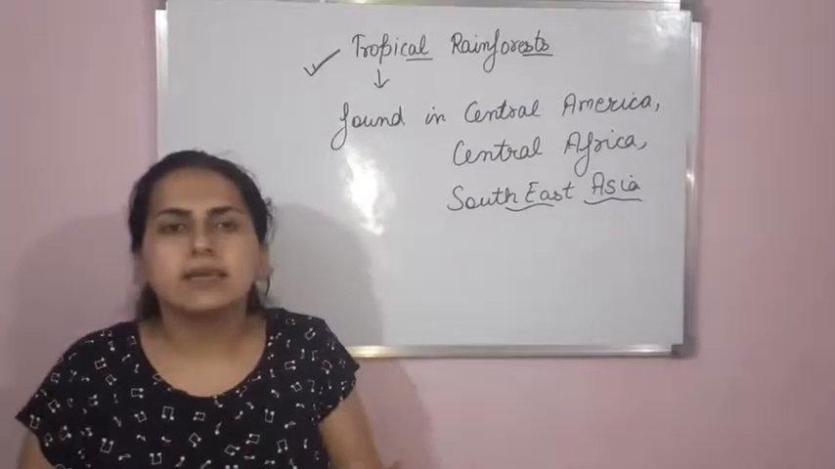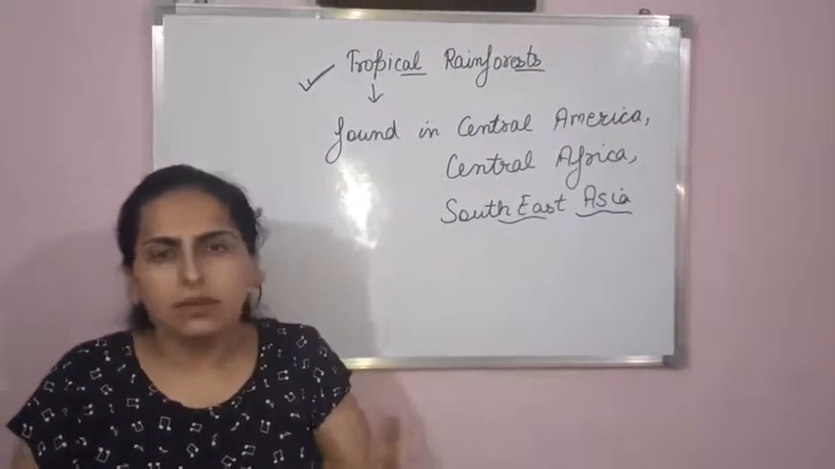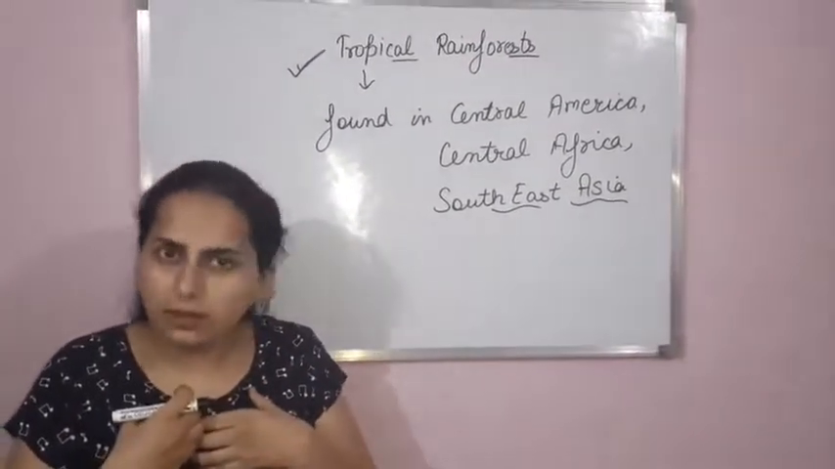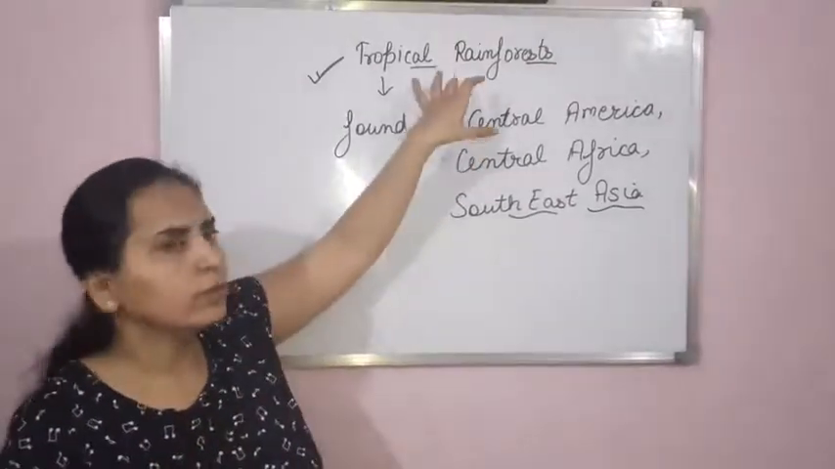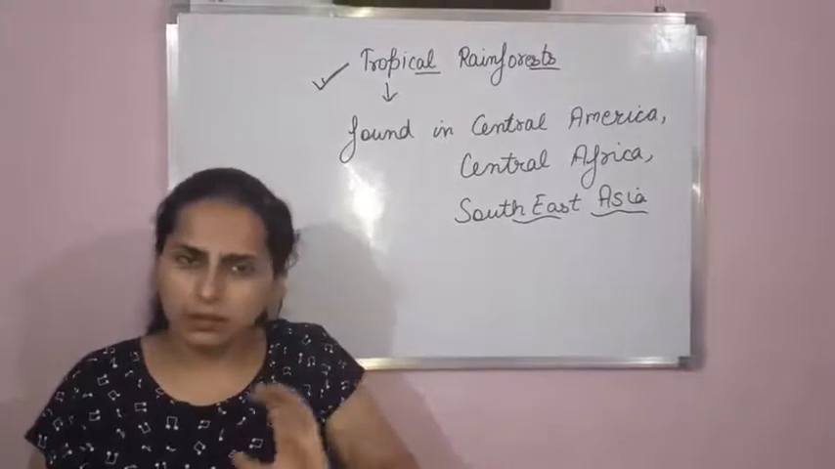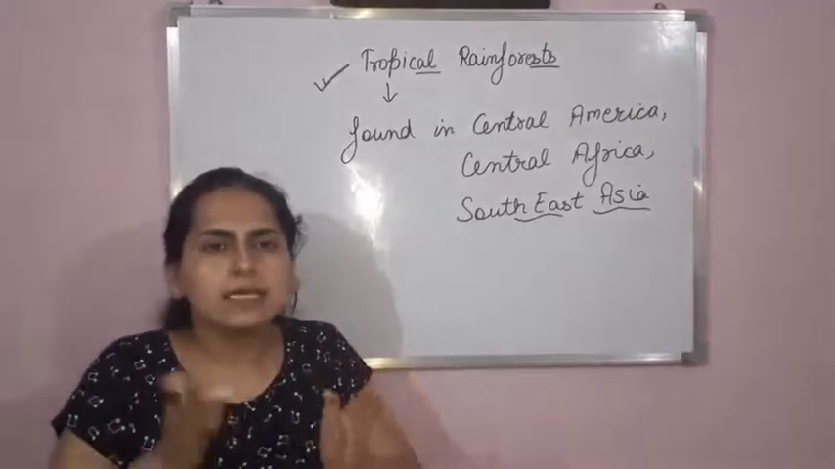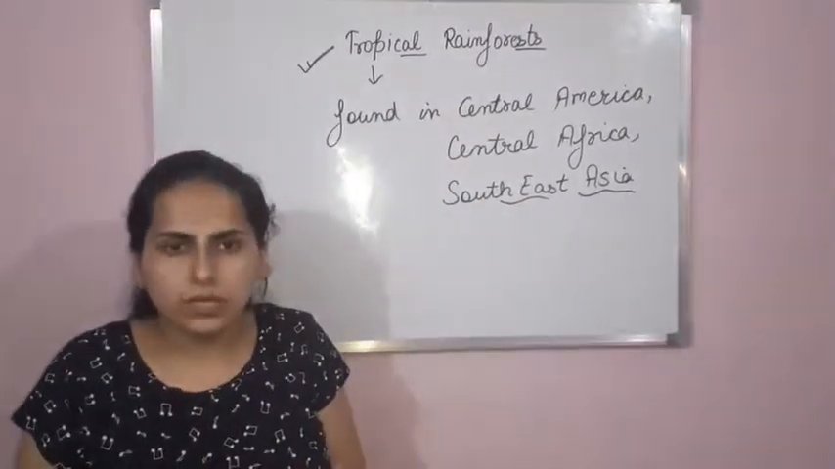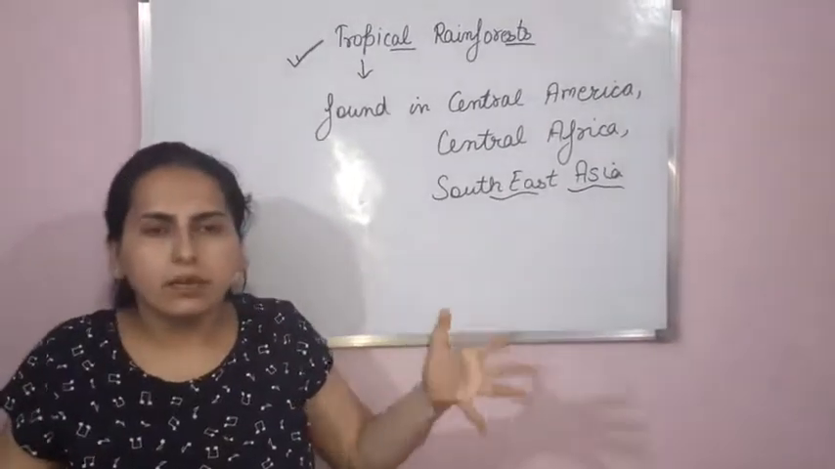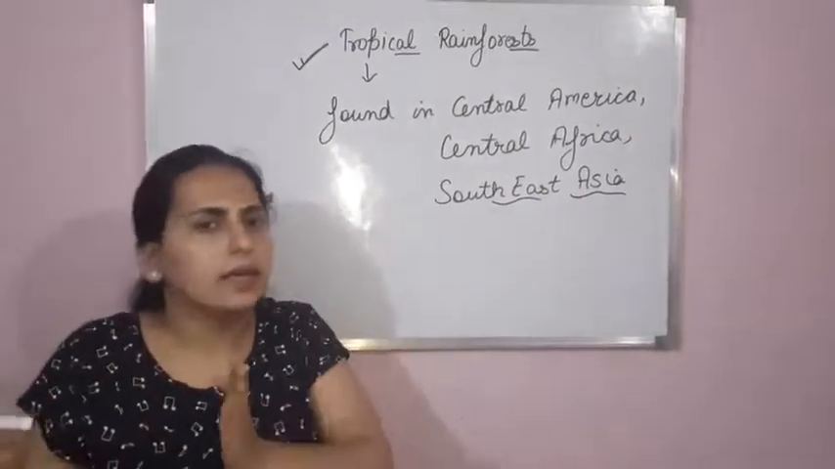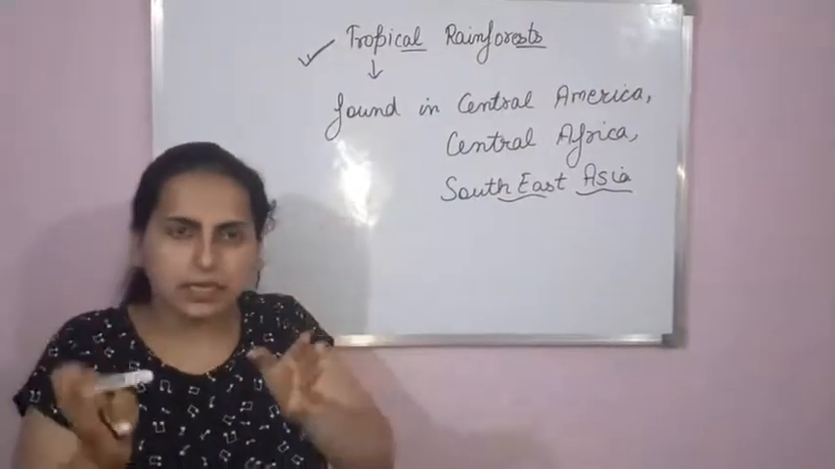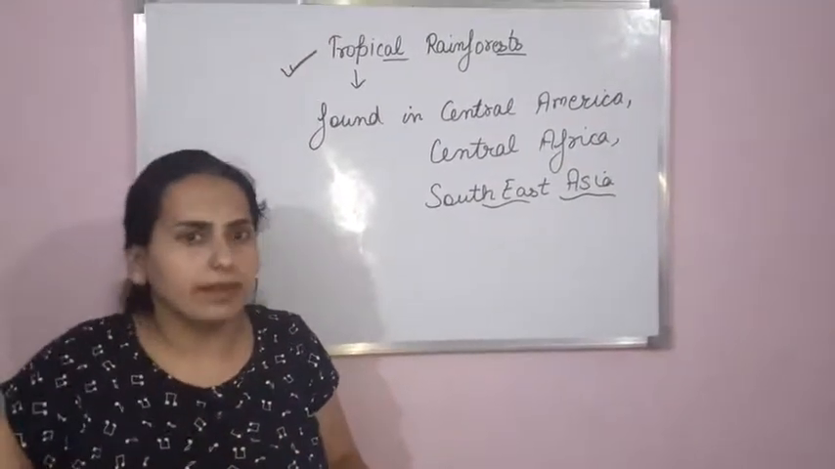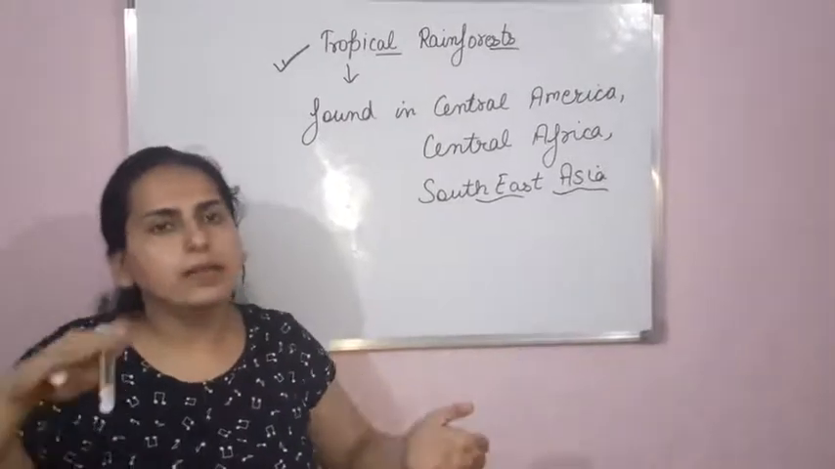I can say favorable conditions are there, conditions that favor the survival of a living being. Clear? So the conditions are favorable. There is plenty of rainfall. There is warmth. So as the conditions are favorable, this region supports a wide variety of plants and animals. It means in tropical rainforest, we will find a wide variety of plants and animals.